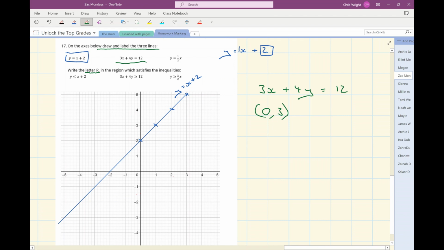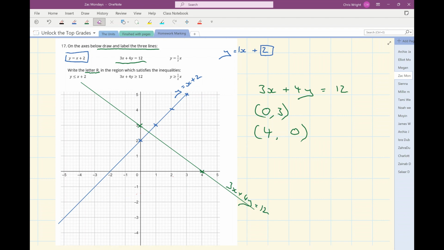And in the same way, I'm going to make y 0. Now, if y is 0, then 4y is 0. So the 3 x's have to equal 12 on their own. 3 fours are 12. So the point 4, 0 also satisfies the equation. So that's 2 points on the line, 4, 0 and 0, 3. So now I can draw the line. It's going to look like this. There it is. Okay, so I'm going to draw the line and label it 3x plus 4y equals 12.